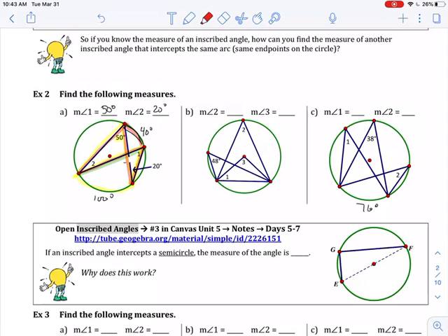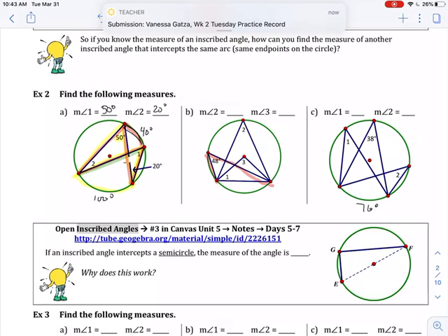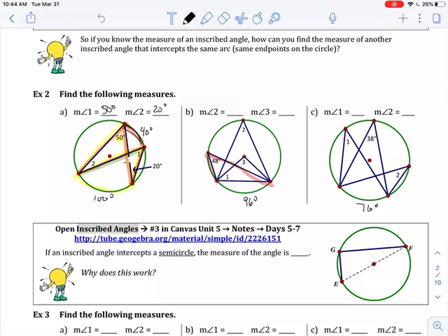All right, let's look at example B right here. They tell me that this angle right here is 48 degrees. So if that angle is 48 degrees, I would know that that arc would be double that 48, so that arc would be 96 degrees. Here I'm looking for angle 2 and angle 3. Angle 3 is a center angle that hits this arc, so that would be the same as the arc. So if the arc's 96, angle 3 would be 96 degrees as well.